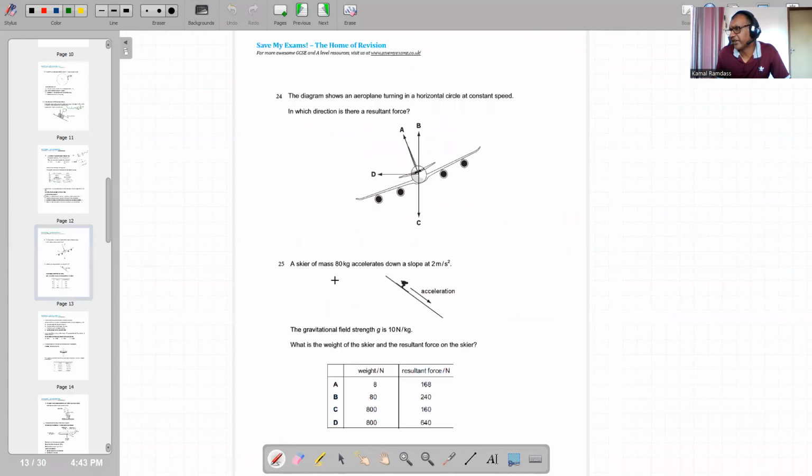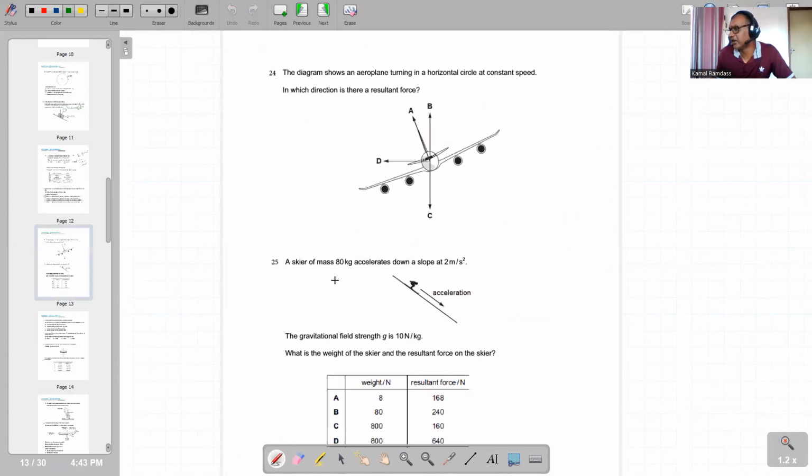Exercise 24. The diagram shows an aeroplane turning in a horizontal circle at constant speed, uniform circular motion. In which direction is the resultant force? Towards the center of the circular path.